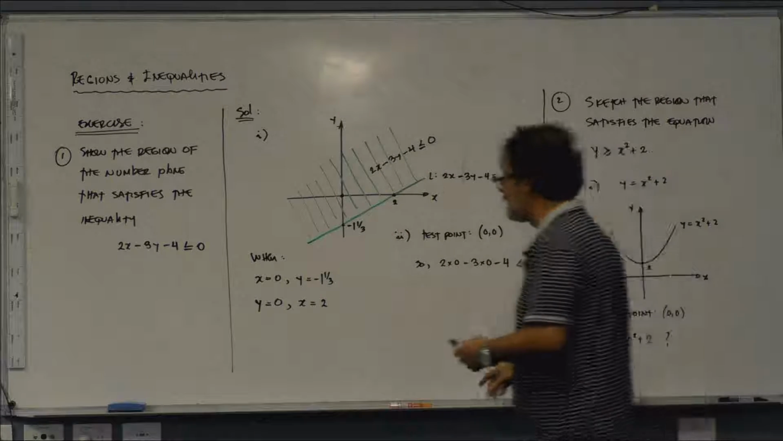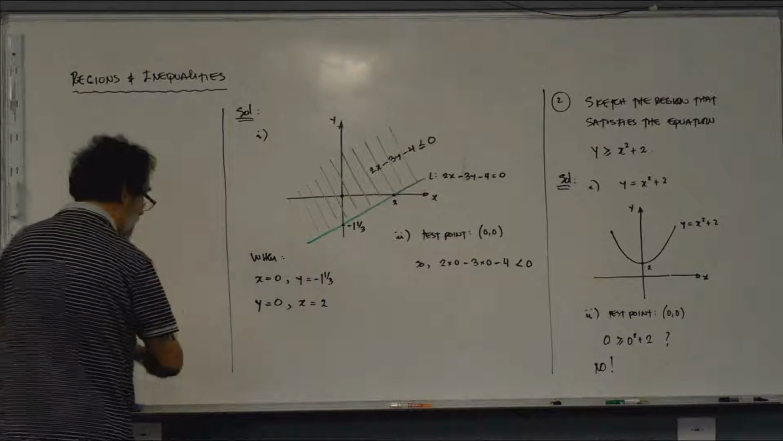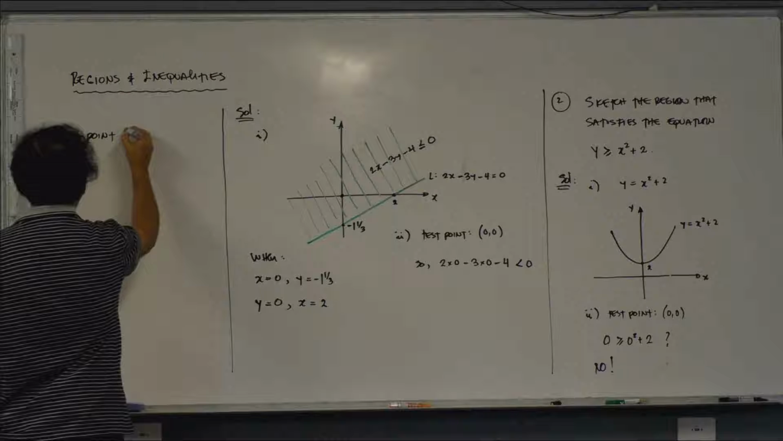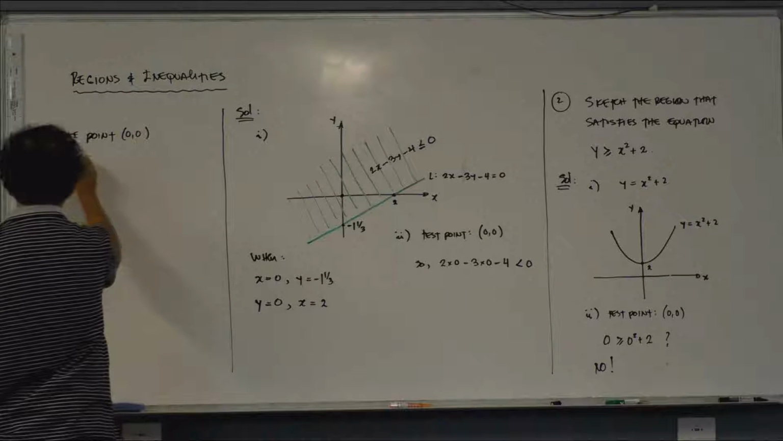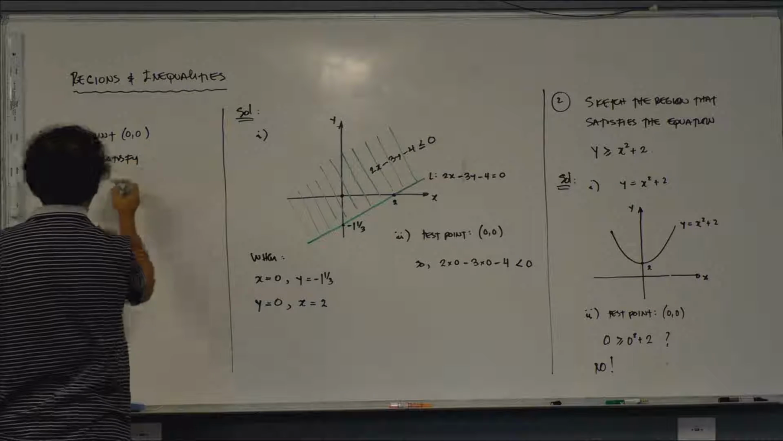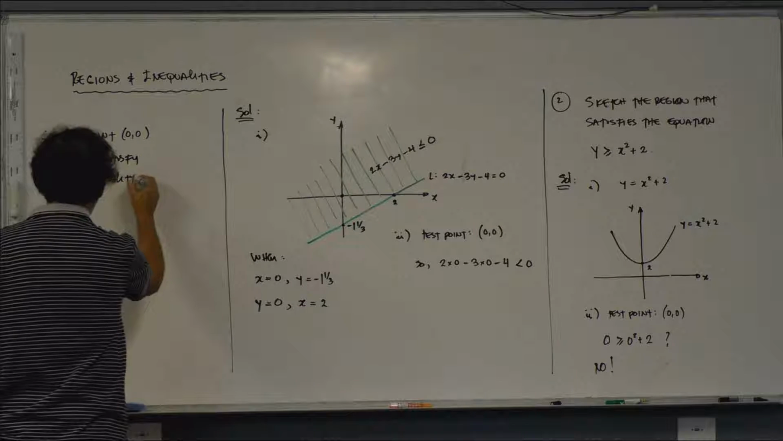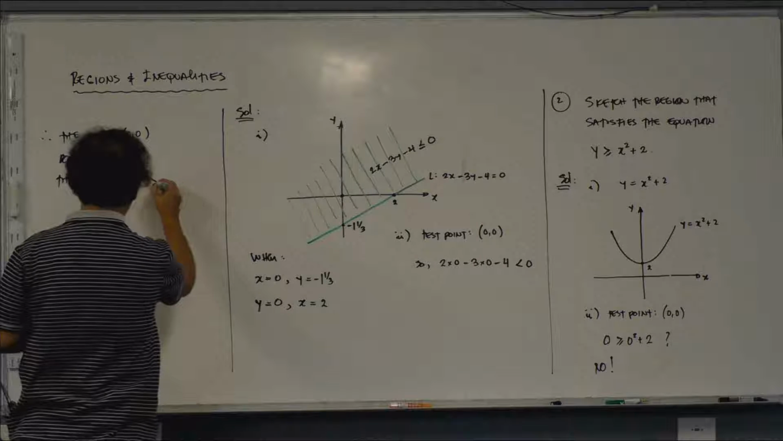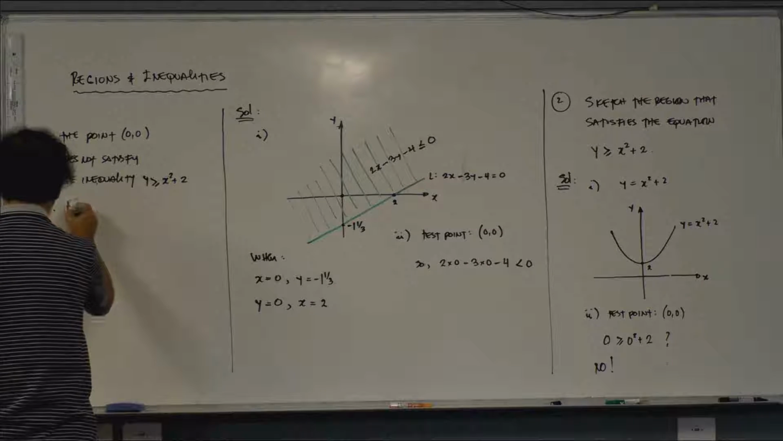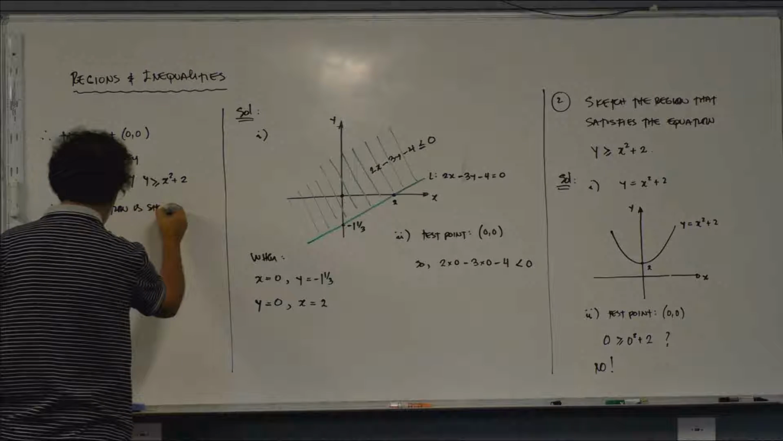So therefore, the point 0, 0 does not satisfy the inequality y greater than or equal to x squared plus 2. So therefore the solution is shown below.